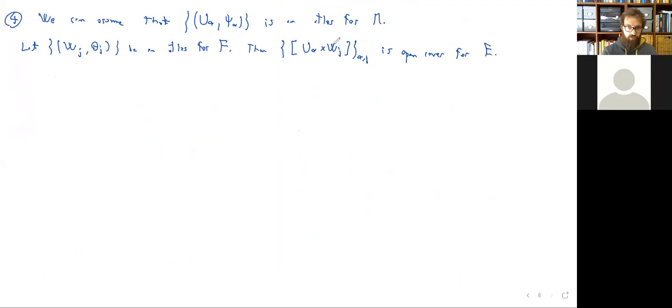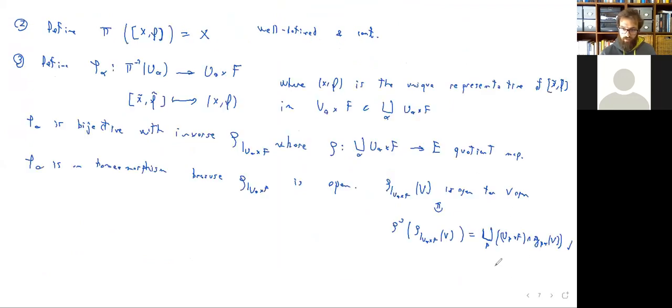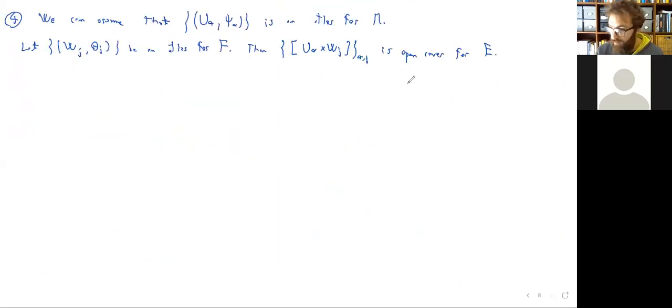So these square parentheses mean rho of alpha times wj. Okay, this is clearly an open cover, because everything is in one of these, because these are covers of M and F respectively.